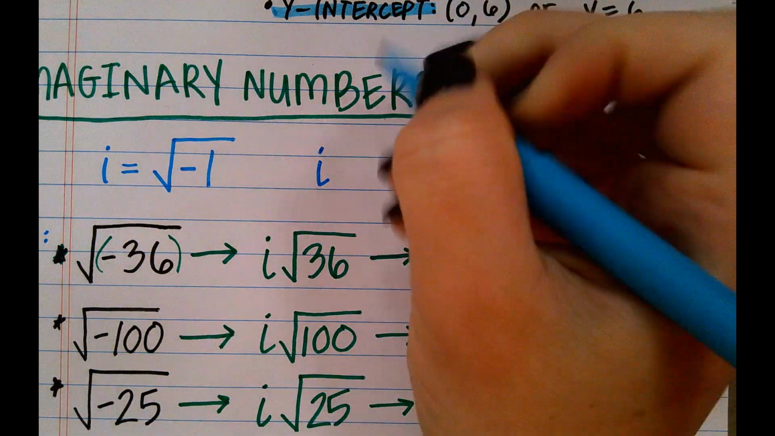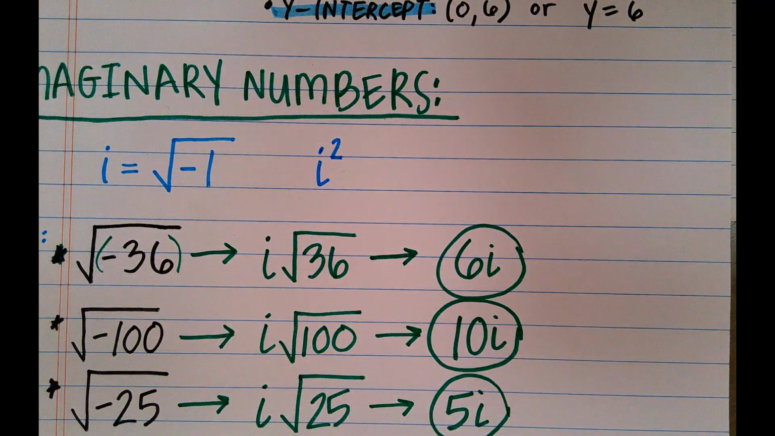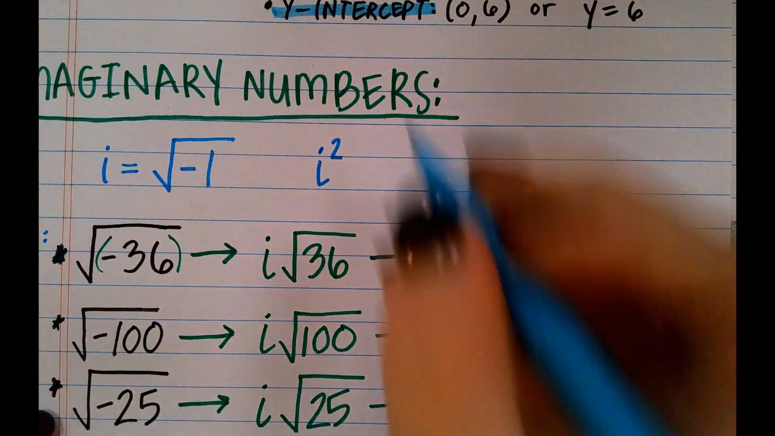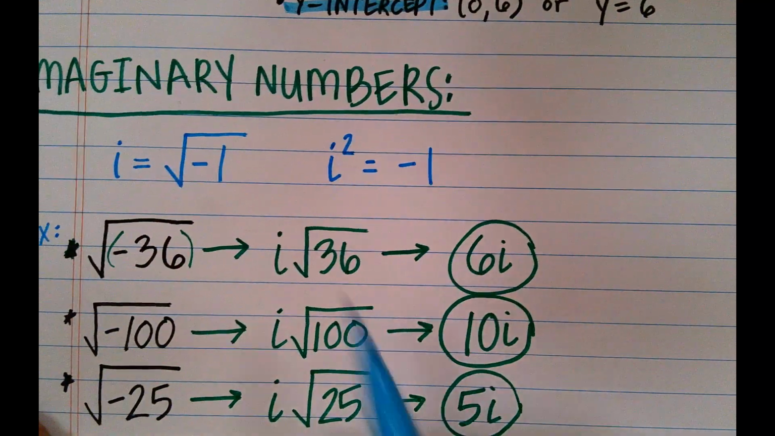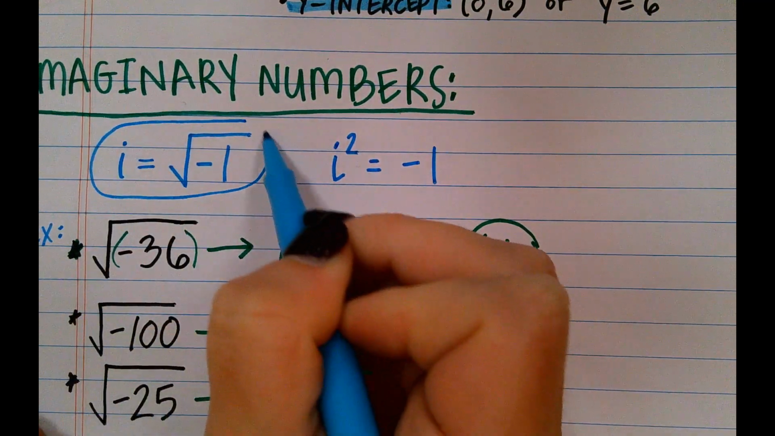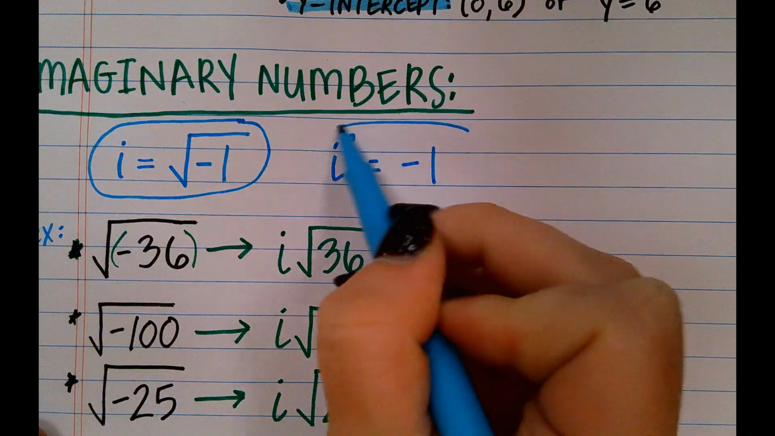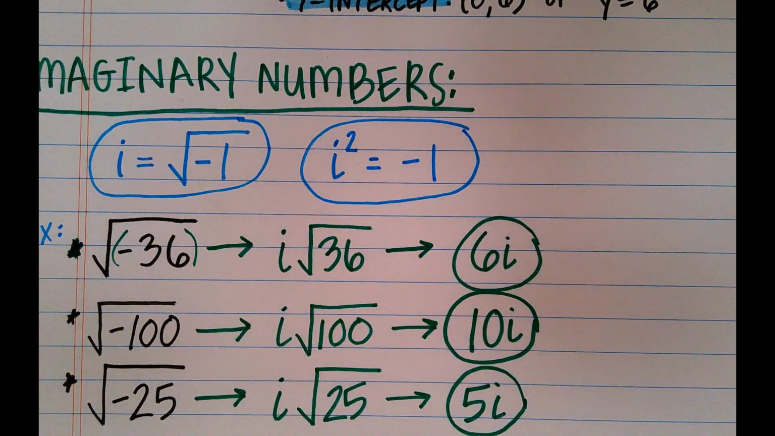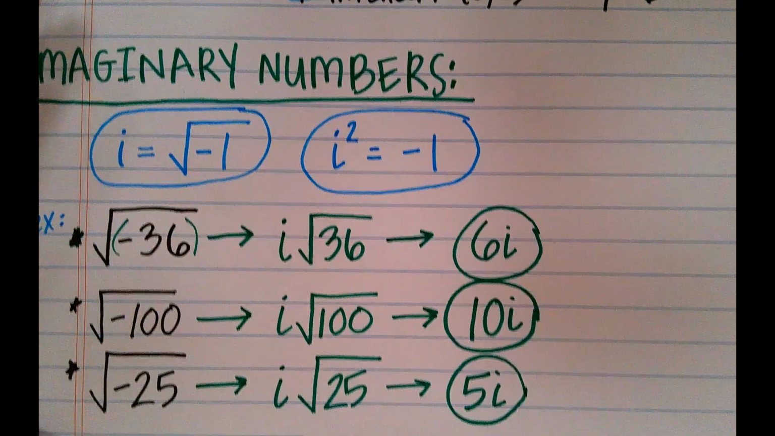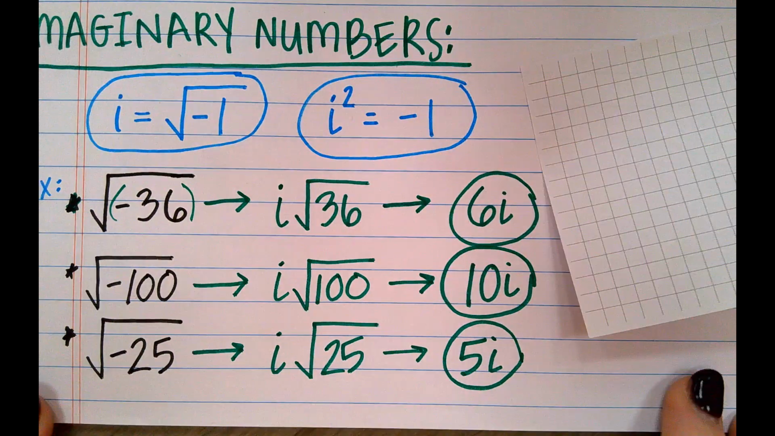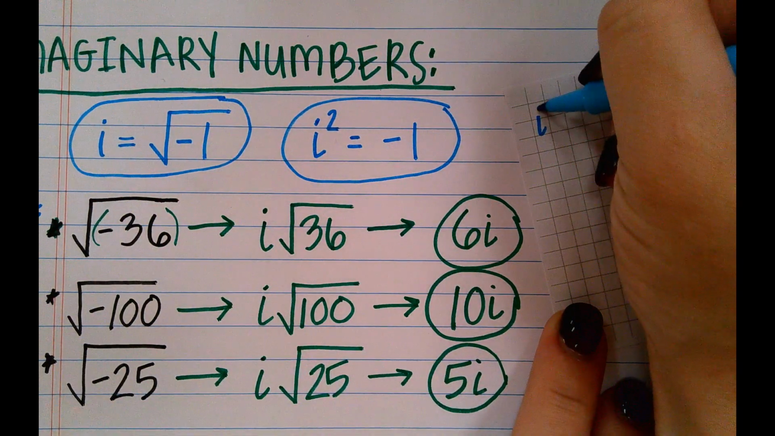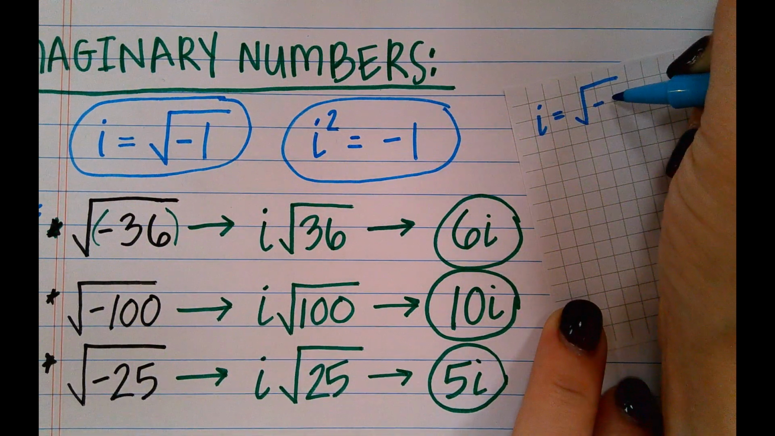i squared is a thing. i squared is negative 1. So these are kind of the two things to know. i is the square root of negative 1. i squared is negative 1. Okay? And the reason for this is, if I have, let's see, I know that i is the square root of negative 1.